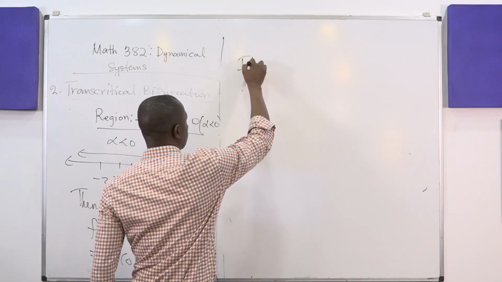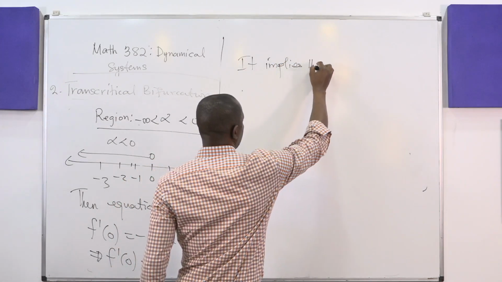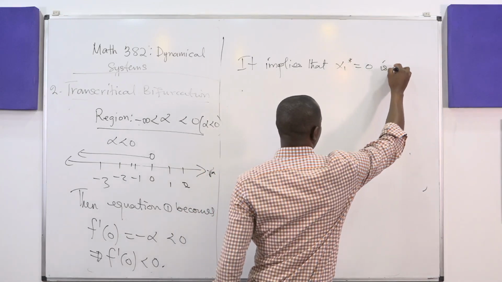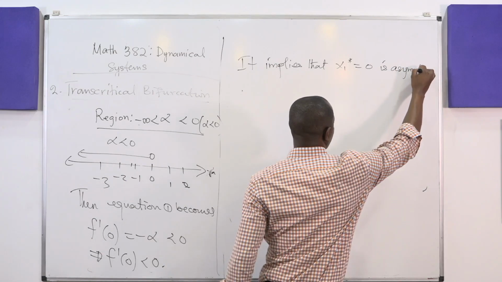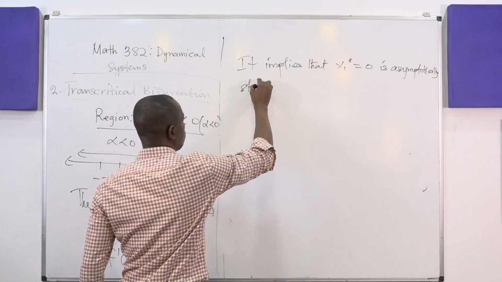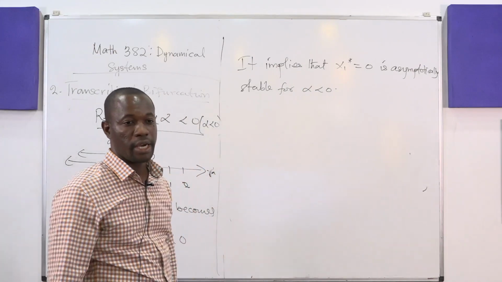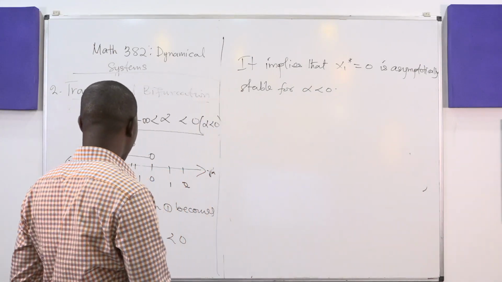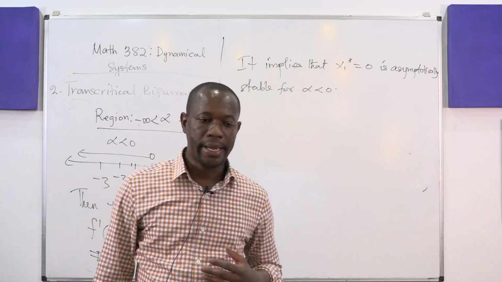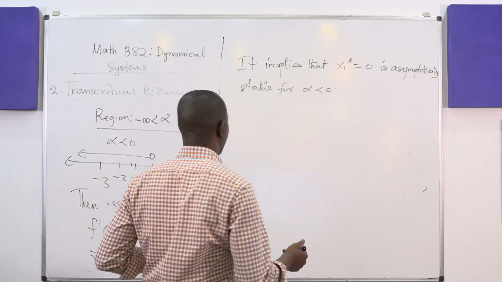So here it implies that x1 star equal to 0 is asymptotically stable for alpha less than 0. You get it? Now we have to slot in the other one. x2 star equals what? Equals alpha. Is that okay?